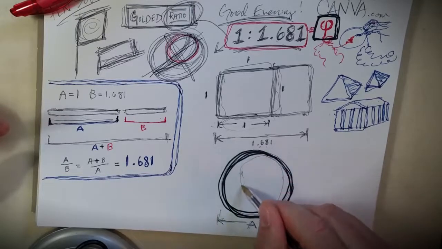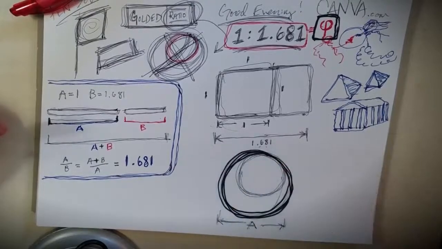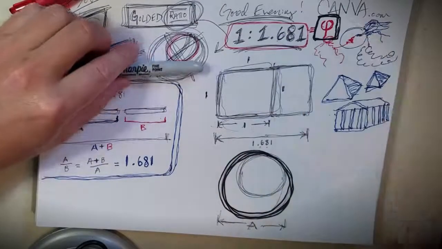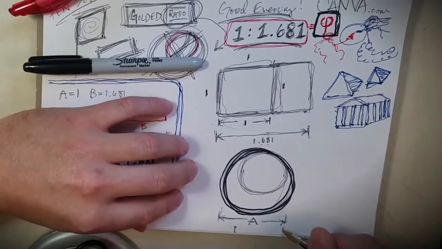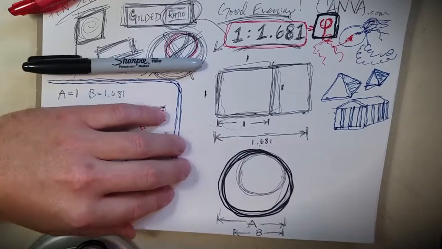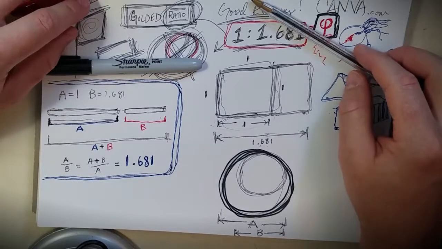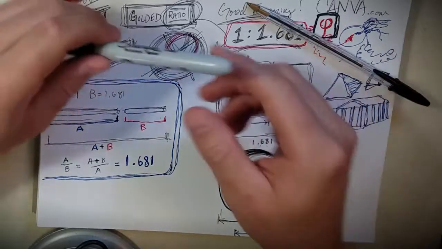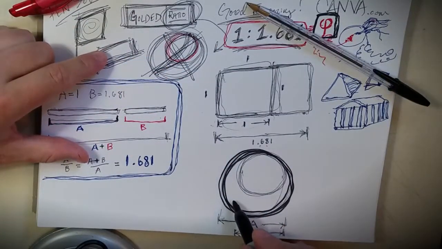So let's just pretend that's a diameter of space here. We'll pretend that diameter is B. And where we're going with this is, let's see if I can do this right. So it's like right here.